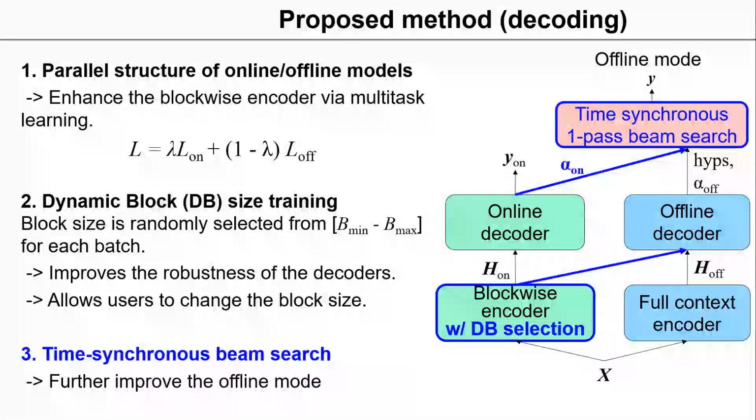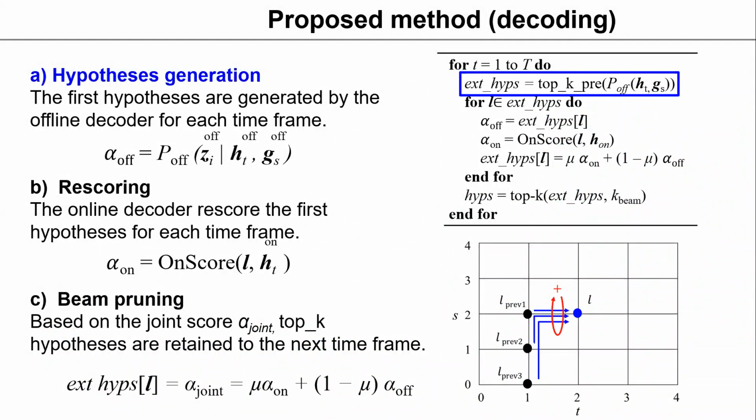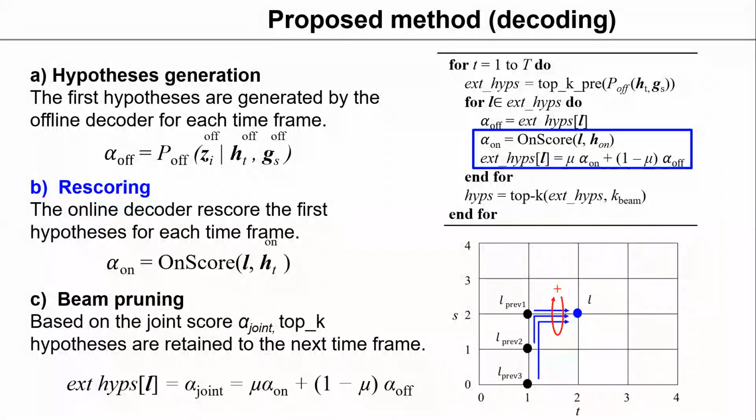Let me explain the details of the time-synchronous beam search. Firstly, the offline transducer decoder is used as a primary decoder, and it outputs the initial hypothesis as in the conventional transducer decoder, and we obtain the probability and the score alpha. Then the online decoder rescores the first hypothesis for each time frame. This figure shows the RNNT lattice. Blue dots show the current hypothesis, and the black dots show the previous hypothesis. Since the RNN transducer decoder may emit multiple tokens, all possible paths must be added, as shown in the figure. And then we can obtain the online score alpha.